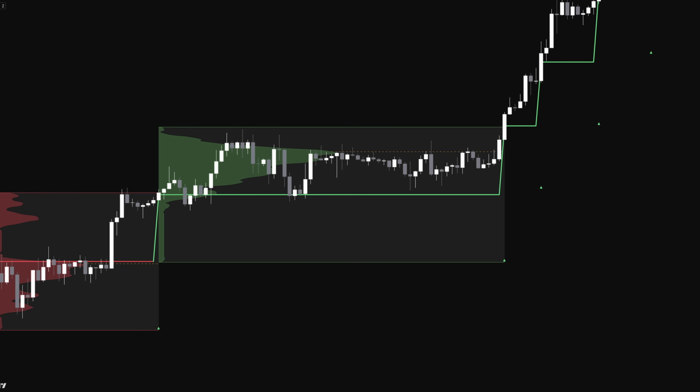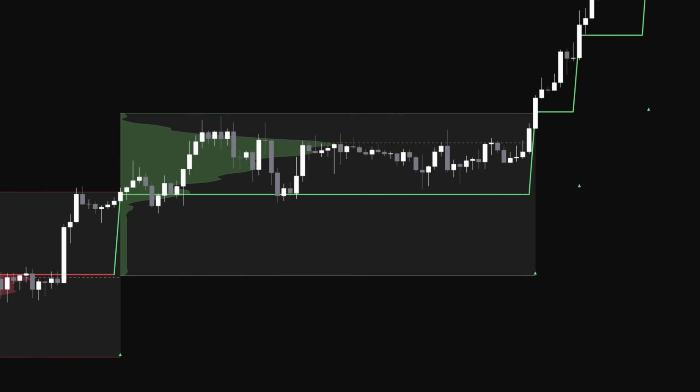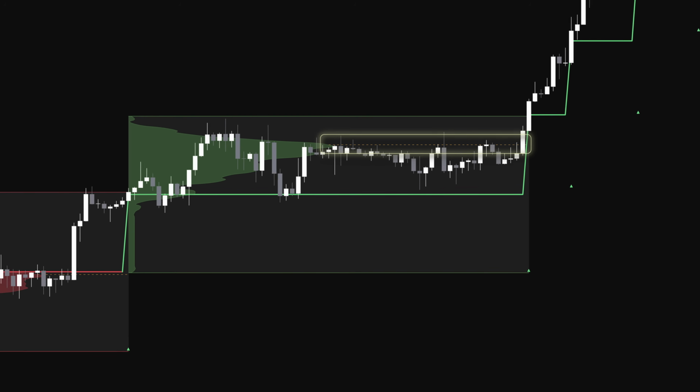What makes this unique is the volume profile overlay that builds within each channel period. As the channel develops, it calculates volume distribution across price levels and displays this as a horizontal histogram extending from the left side of the channel. The point of control line marks the price level with the highest volume activity during that trend phase. This gives you immediate visual feedback on where the most trading interest occurred within each trend segment.